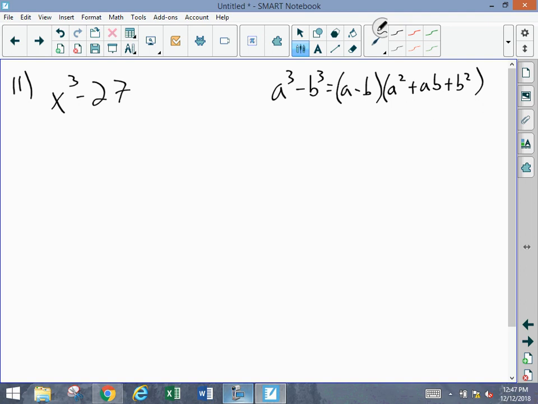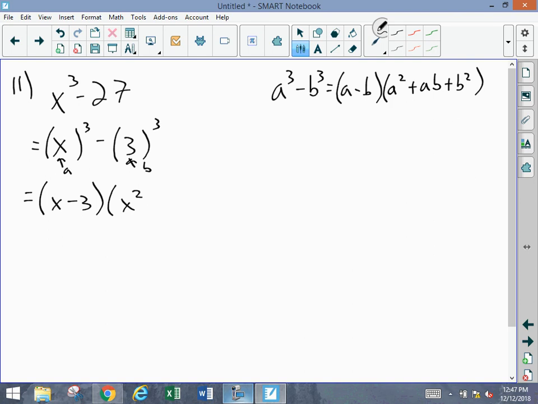So I'm going to write this as a difference of cubes. So that's x cubed minus 3 cubed, right? So I'll plug that into the formula. Okay, so that's a, and this is b, which means that I can write this as x minus 3 times x squared plus 3 times x, which is 3x, plus 3 squared, which is 9, and we're done.